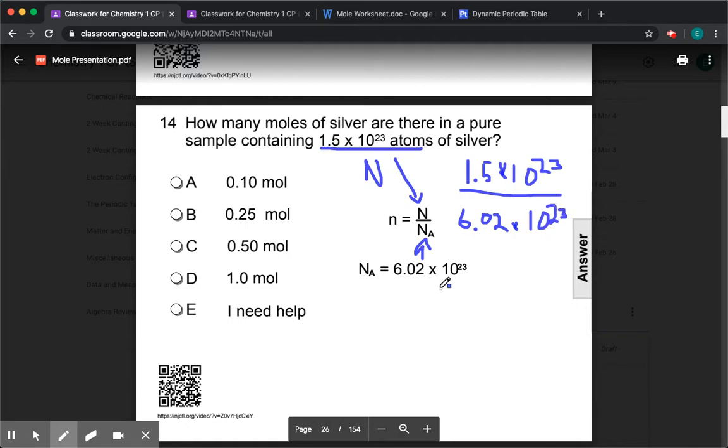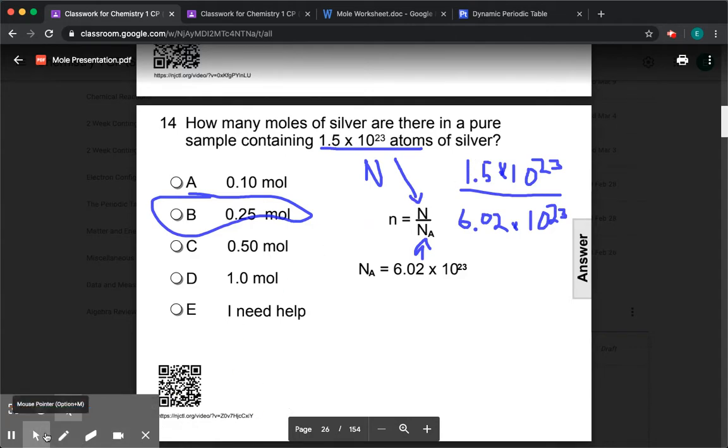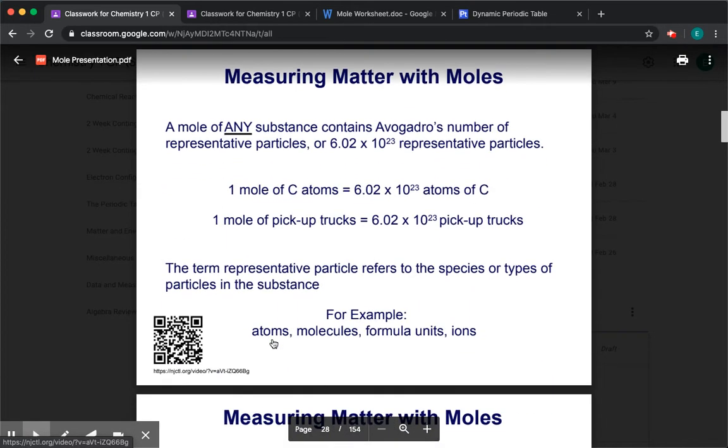Plug that into your calculator and you get B. Okay. So this is a quarter mole. So this is 1/4 of a mole.